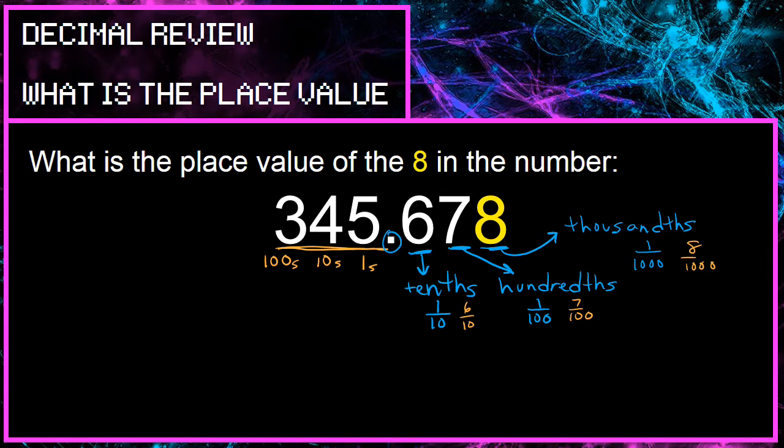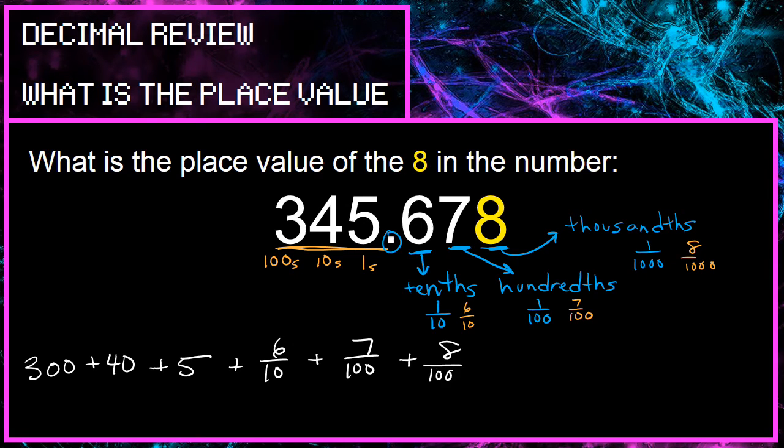So if we were going to write this whole number out in expanded form, we'd write this as 300 plus 40 plus 5. And then we could start writing out our fractions for our decimals. So we have plus 6 tenths, plus 7 hundredths, plus 8 thousandths. And so that's just the expanded way to write out our decimal 345 and 678 thousandths.